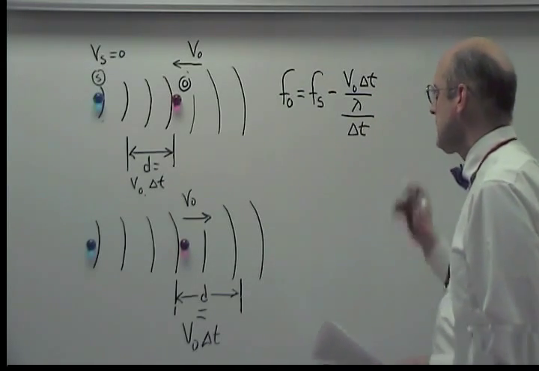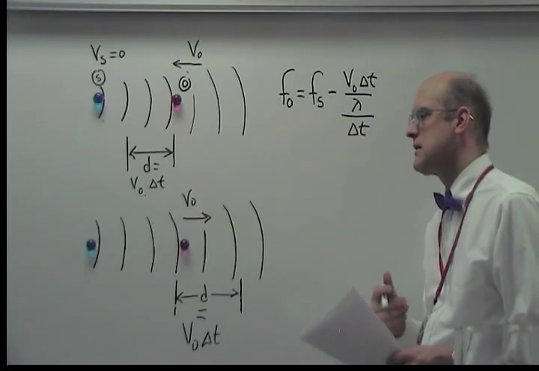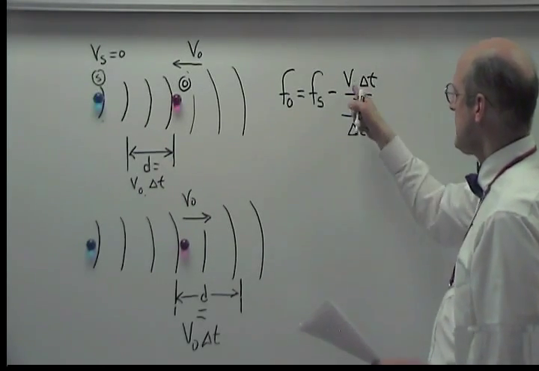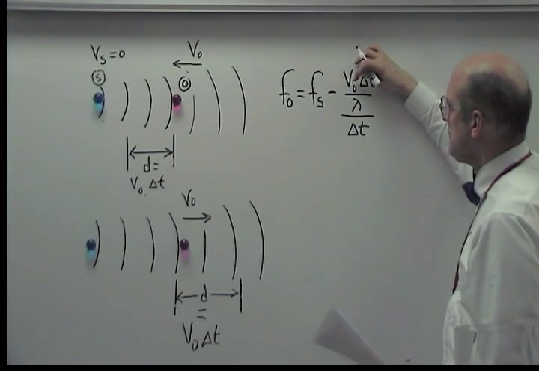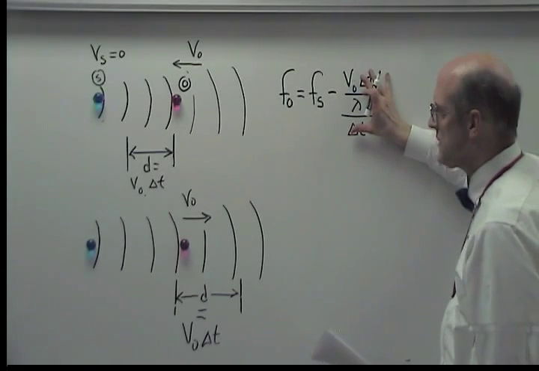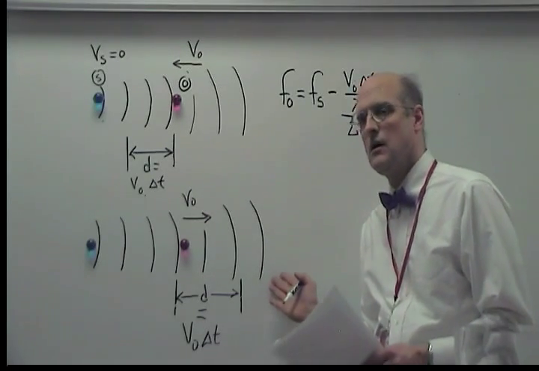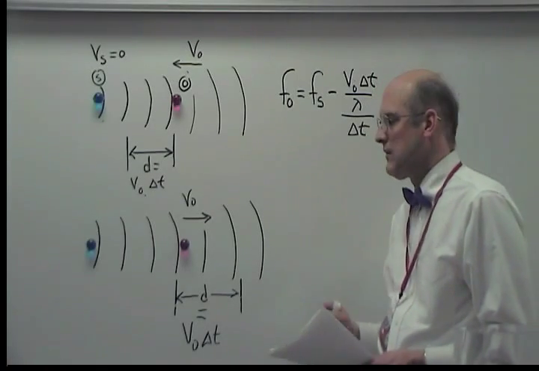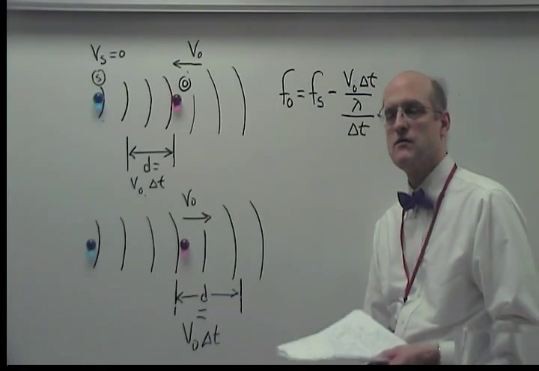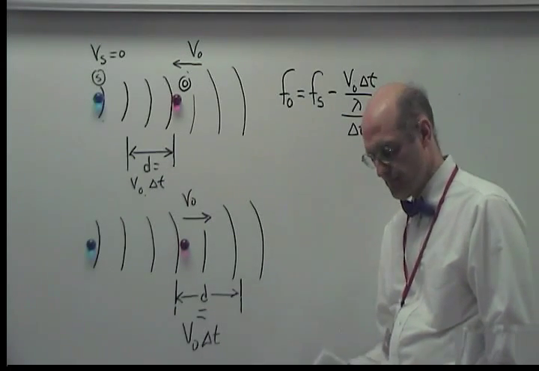So to understand this a little bit better, imagine that the observer is traveling at the speed of sound. So that would make this quantity Vs, and then we would end up with Vs divided by lambda, delta t's cancel. But isn't Vs over lambda equal to the frequency of the source? So in other words, the observed frequency would be 0. If you're traveling with the waves, you will not detect any frequency. That is, if you're traveling with the waves at the speed of the waves, you will not detect any frequency.